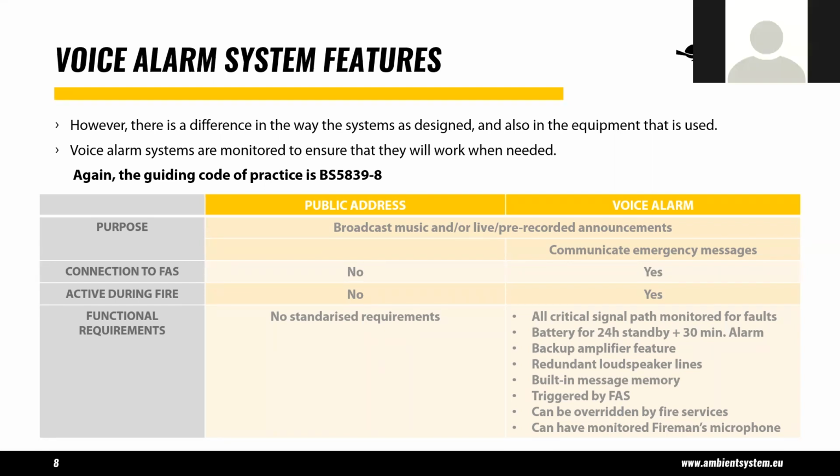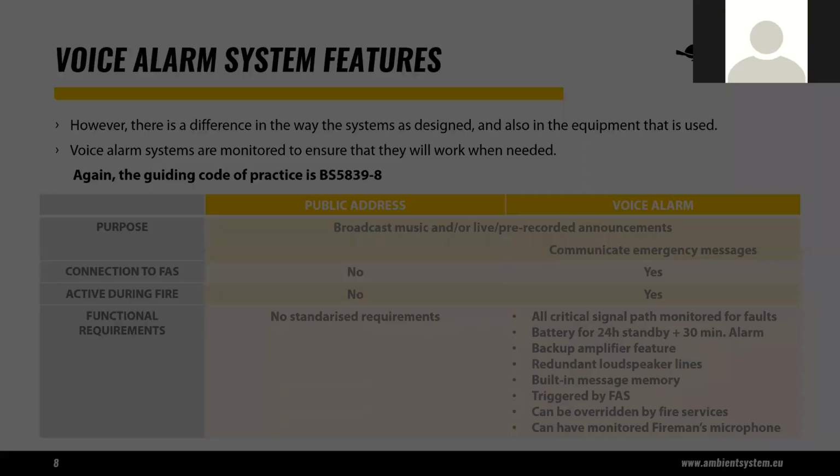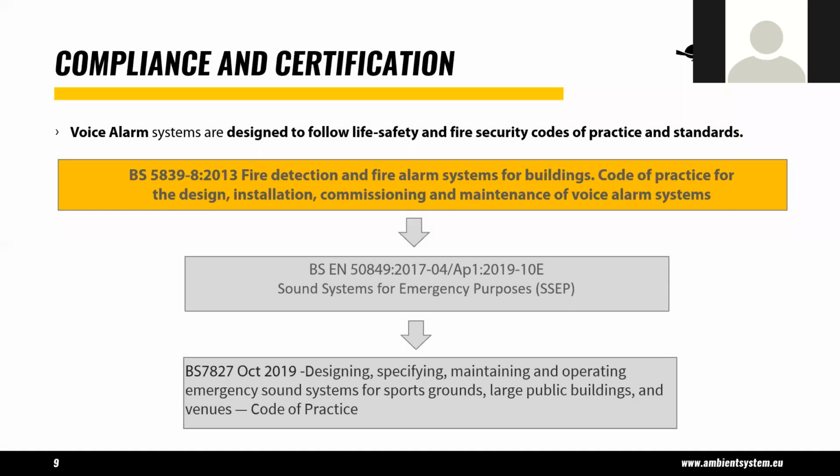you're going to have a message memory built in with your evacuation messages. Like we said, connected to the fire alarm system for automatic triggering, but potentially can be overridden manually by fire services and with a monitored microphone for live announcements, as we mentioned in the last slides about the types 1 to 5. And the guiding principle in the UK for these standards is BS 5839 Part 8, which is the code of practice for the design, installation, commissioning, and maintenance of voice alarm systems.